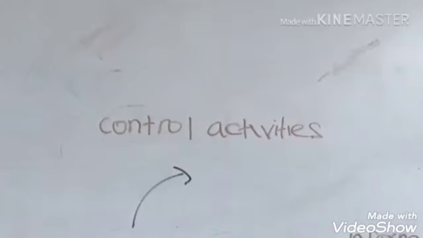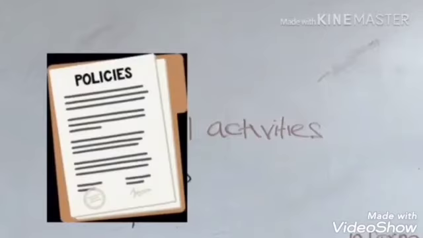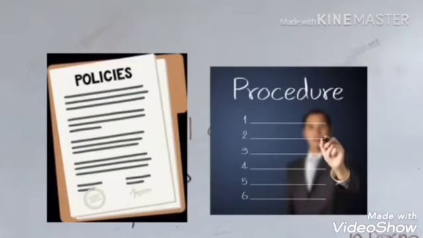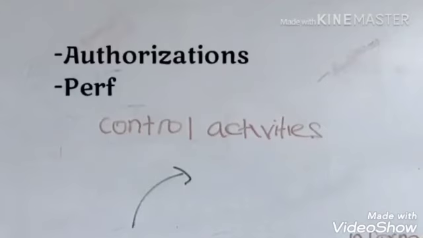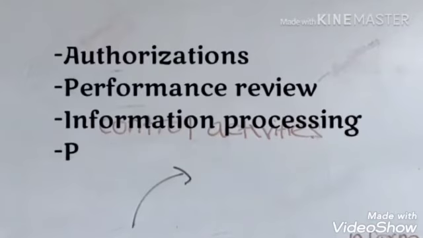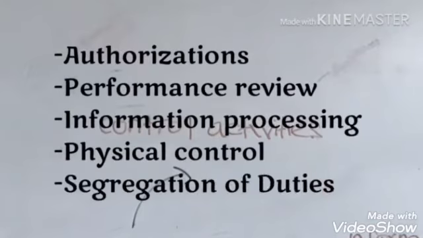And the last one, control activities. The control activities include all policies and procedures designed to ensure that management directives are carried out throughout the organization. Examples of specific control activities include those relating to authorization, performance review, information processing, physical control, and segregation of duties.